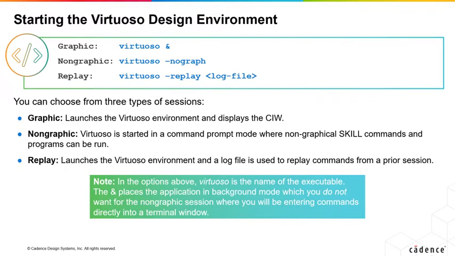The other option we have here is non-graphic. In this particular case, virtuoso dash no graph would allow you to start a non-graphic session. What this will allow you to do is it will just show you, in the Unix window, some of the initialization messages from the Virtuoso design environment, and then you'll get a prompt. At that point, you can just type in the Unix window skill commands that will work on your data or that will look up information, so you can then work in a non-graphic mode.